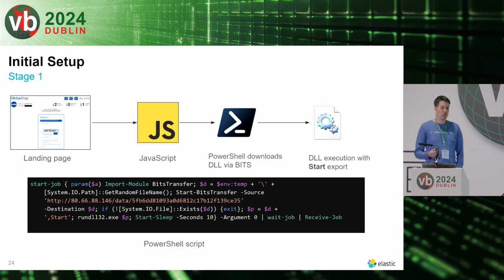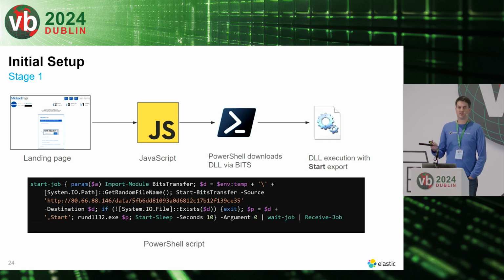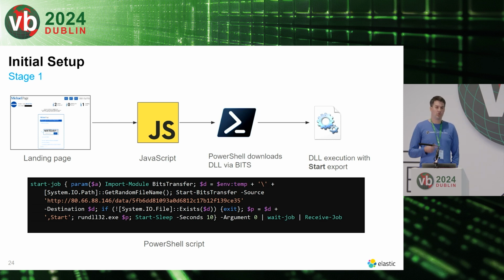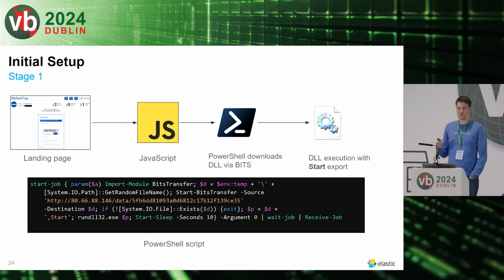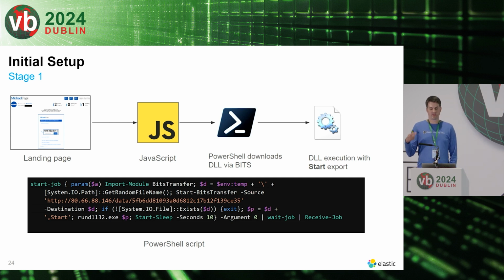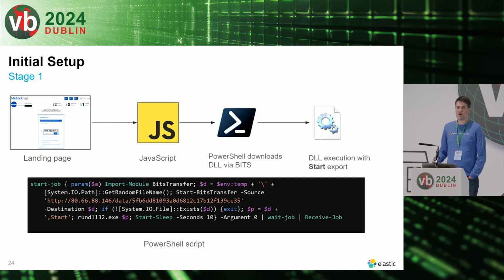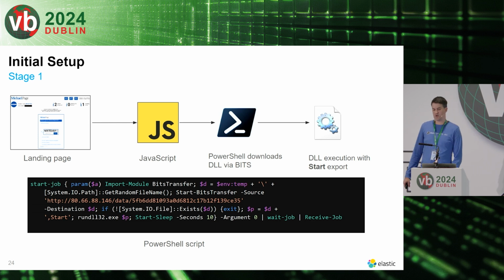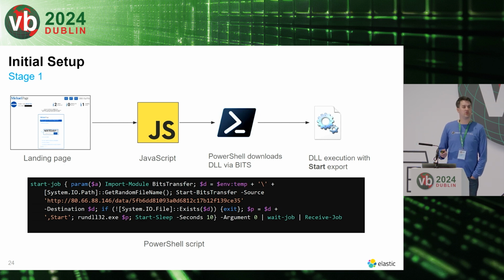The big thing with WARMCOOKIE is that it comes in two different stages. So you have your landing page, right? You hit the landing page, you download the JavaScript. When you execute the JavaScript, that's actually going to launch PowerShell. And PowerShell is churning and churning, and it's going to be using BITS, the service that's going to end up downloading the DLL. These guys end up hosting the DLL at a particular IP. They always host them on IP addresses. It's going to grab the WARMCOOKIE DLL and then execute it with the start export, and this is just to get the malware running. This is stage one.